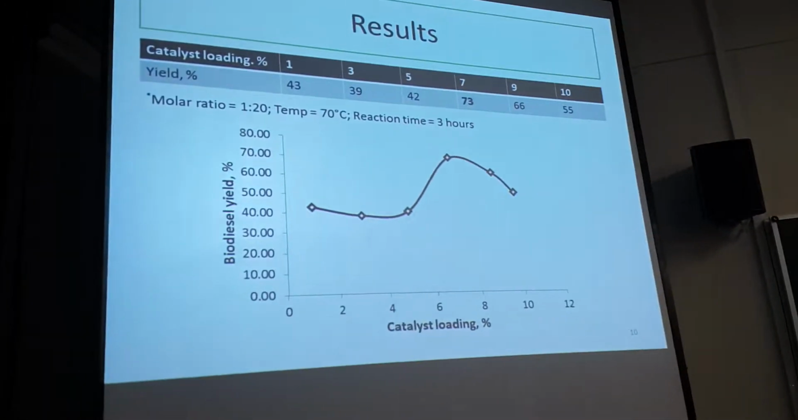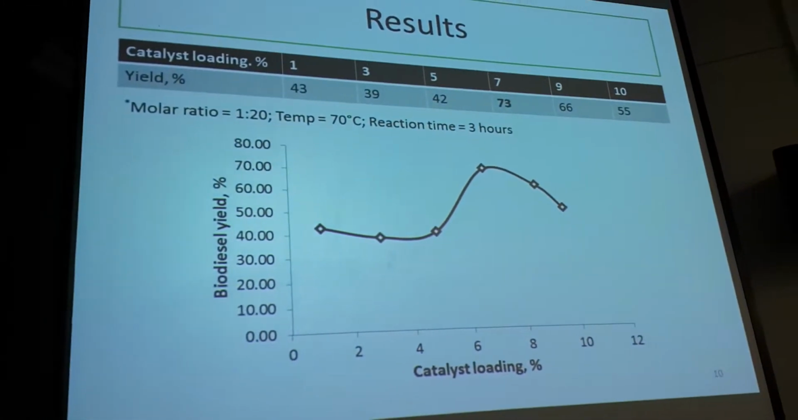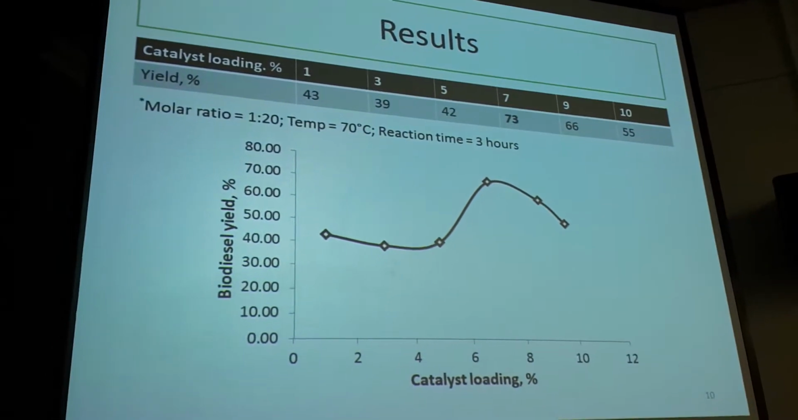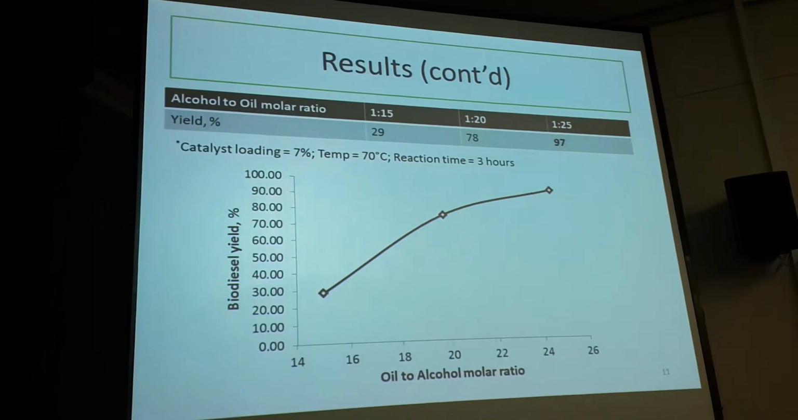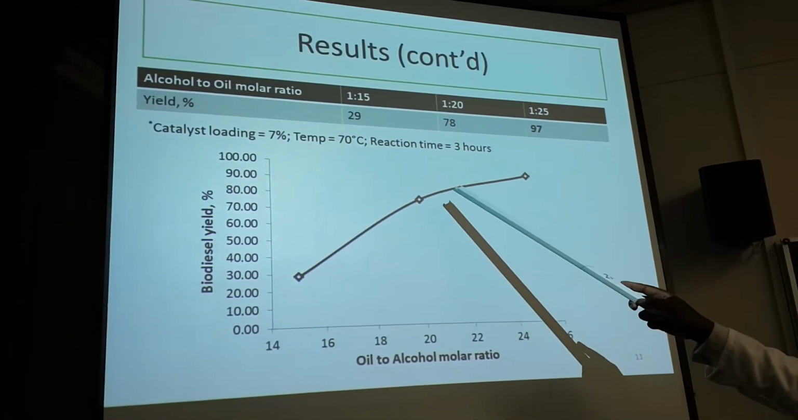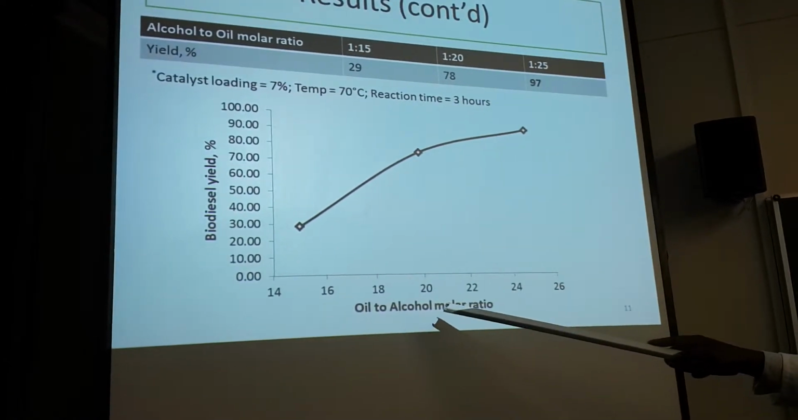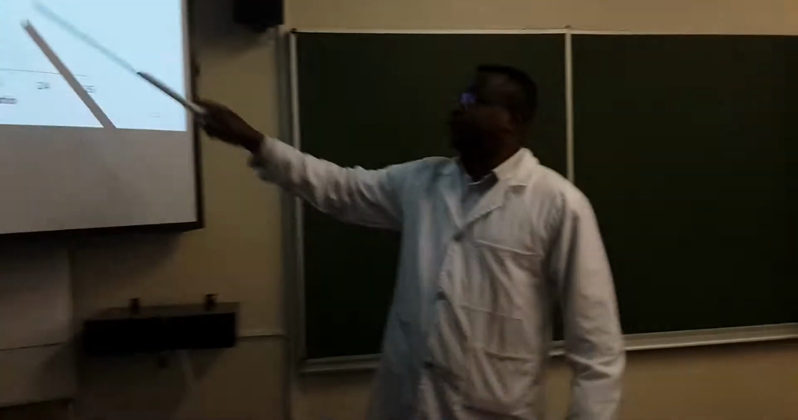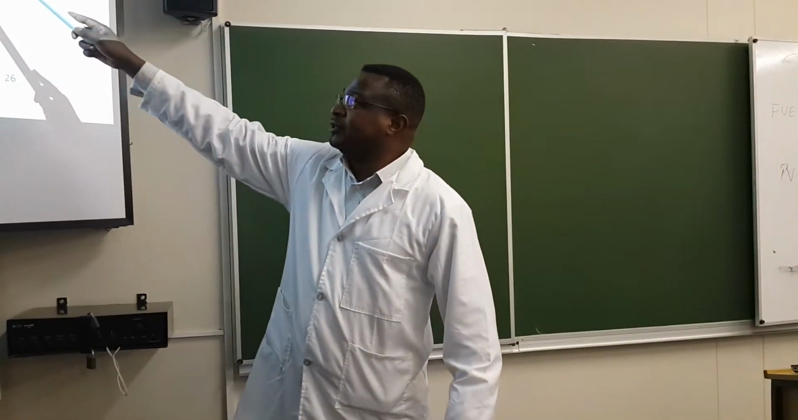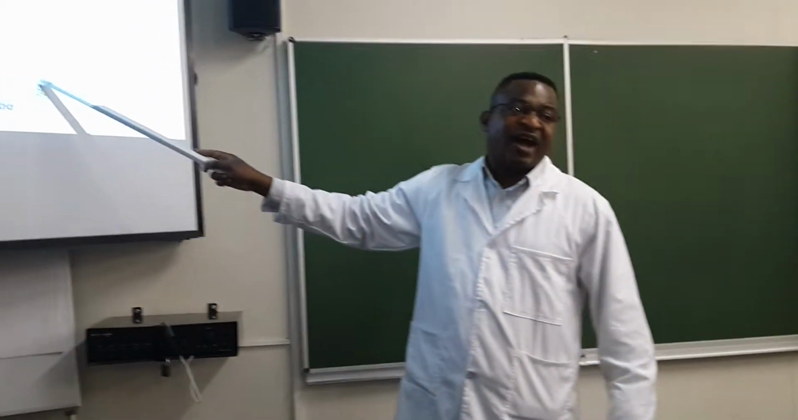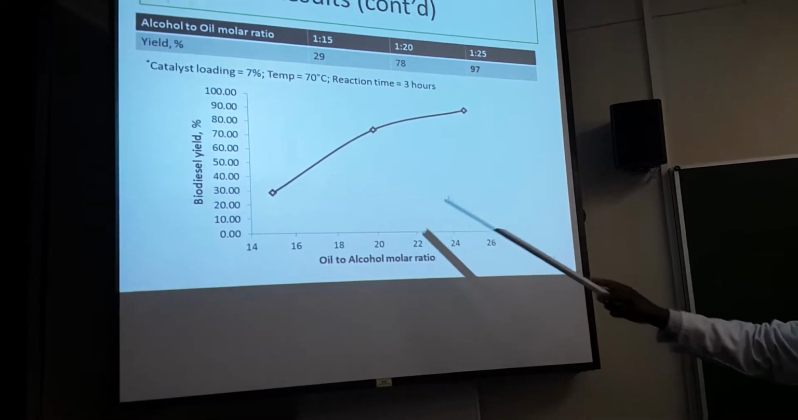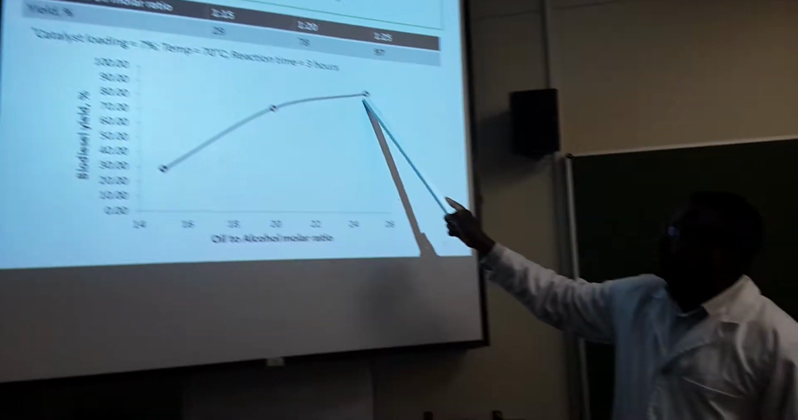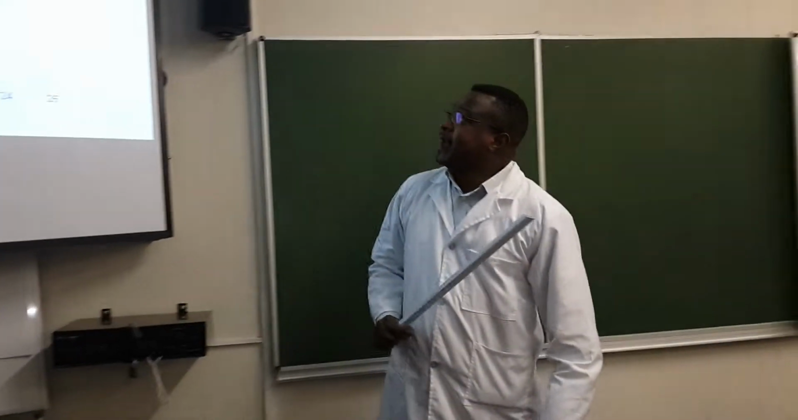And for all of you, you must also know how to determine the yield of your reaction. You saw it in Chem-Tech too. And for the temperature, they concluded that the favorable ratio for the higher yield was around 25 moles of alcohol to 1 mole of oil. And they got a yield around 97%.